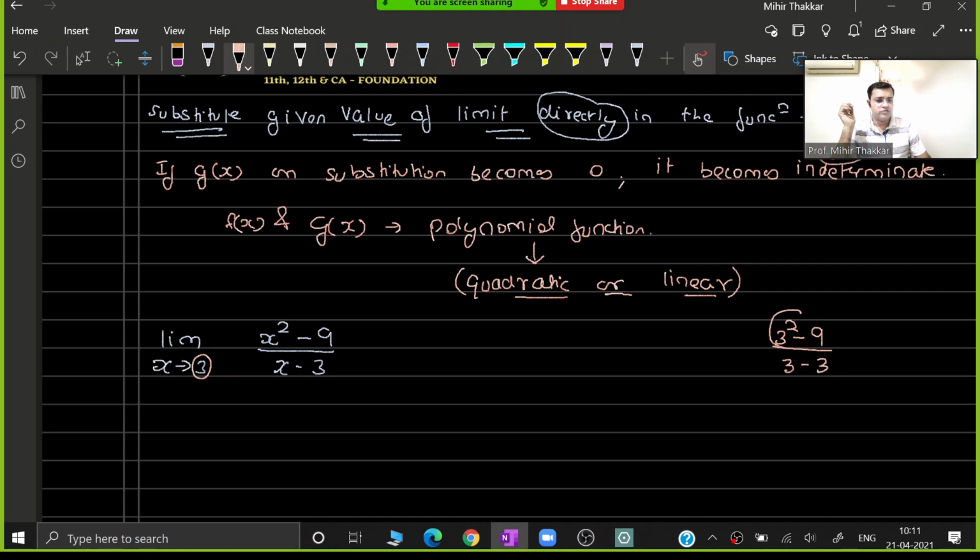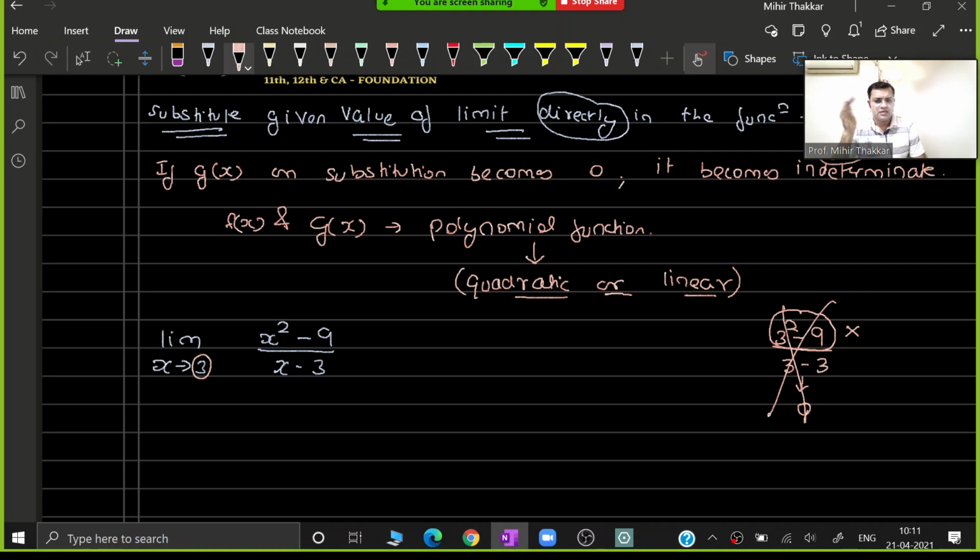I don't have to worry about what value the numerator comes out to be. It is immaterial. But if I see the denominator, this is becoming 0. Now because the denominator is becoming 0, direct application of the limit is not possible in this sum. Therefore, guys, what you have to do is factorize it. Obviously, what should we factorize?